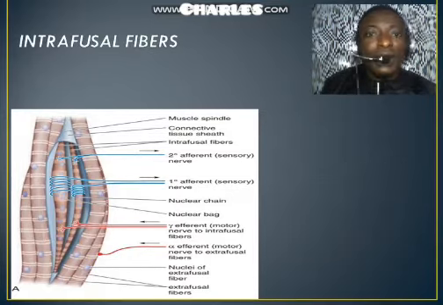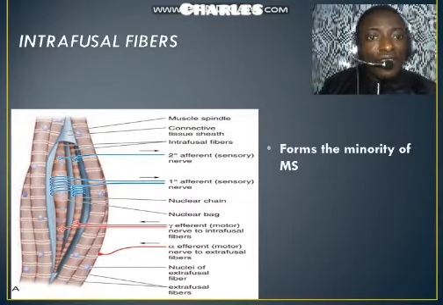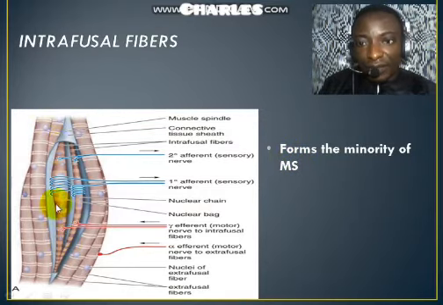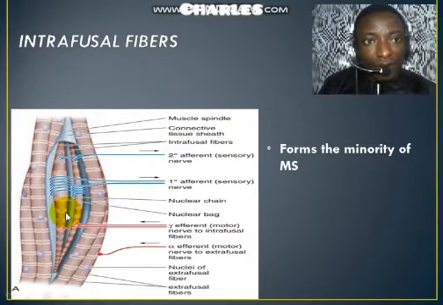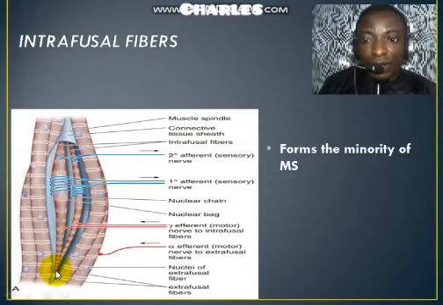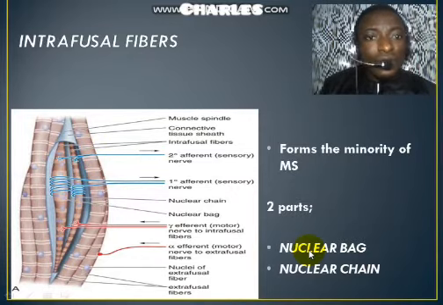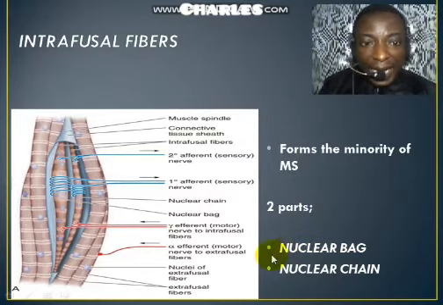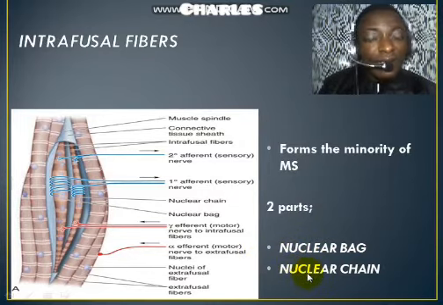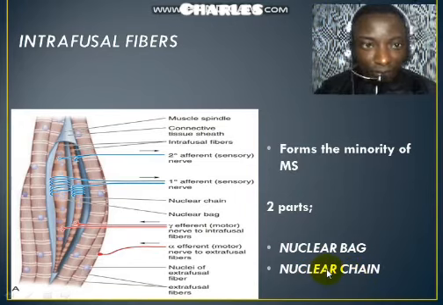All right, now the intrafusal fiber forms the minority of the muscle spindle. This area represents the intrafusal fibers of the muscle spindle. It is enclosed by a capsule. There are two main parts of the intrafusal fiber. The first one is known as the nuclear bag, and the other one is known as the nuclear chain fiber.